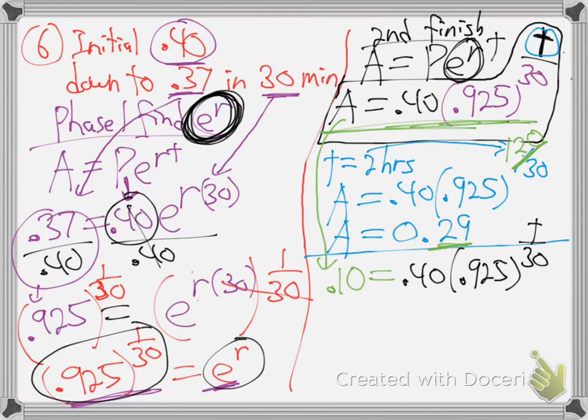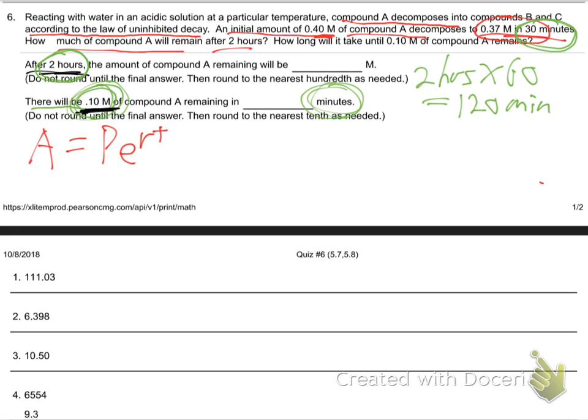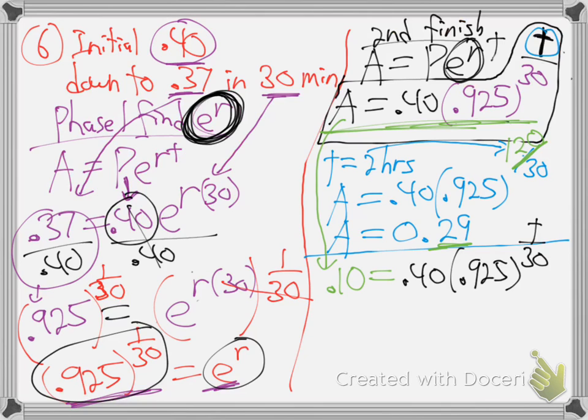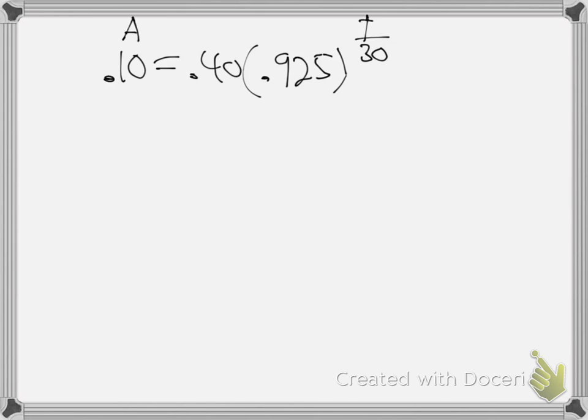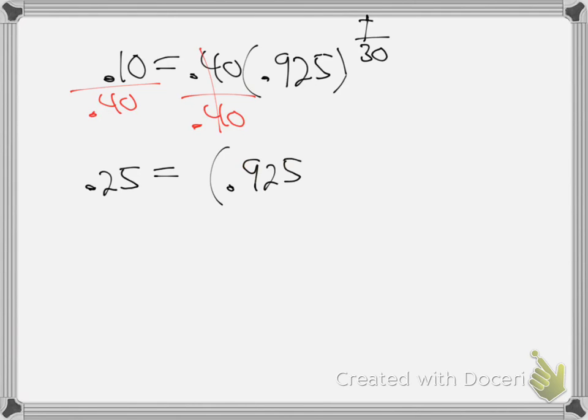So you see what's happening there? They asked me, it'll be 0.10 remaining in how many minutes? So I put in the amount to be 0.10. So the amount over here is 0.10. Now I'm going to solve for t. So how do I solve that for t? First divide off the 0.40. Boom, on both sides. And this will become 0.25. Like that. And now I want to solve for t. So what are you going to do to get that t down?